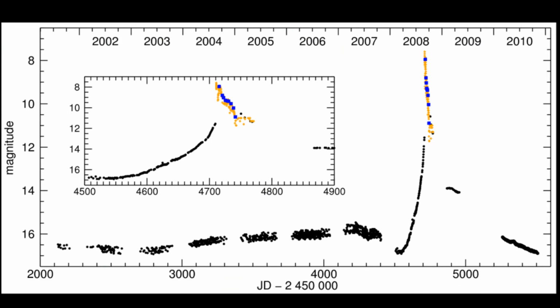V1309 Scorpii developed an unusually red color during its 2008 outburst and joined a group of enigmatic objects such as V838 Mon. One possible explanation of these objects is that they are mergers of main sequence stars. V1309 Scorpii solidifies this view because the pre-outburst photometry revealed a binary star system with a rapidly decaying orbital period.